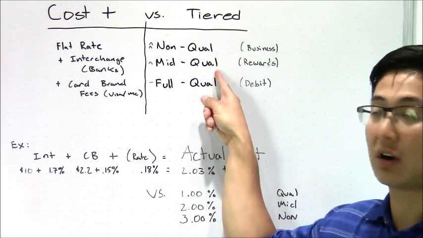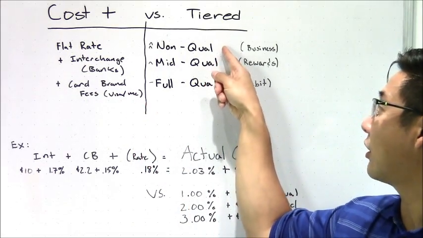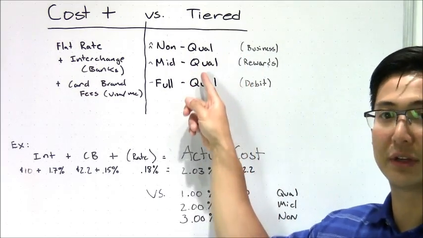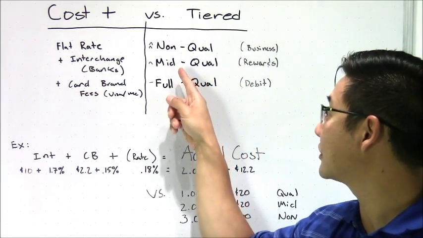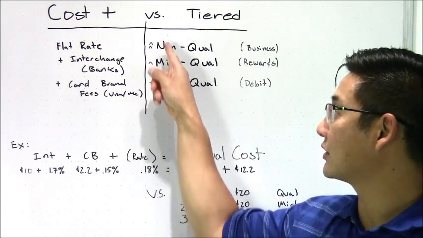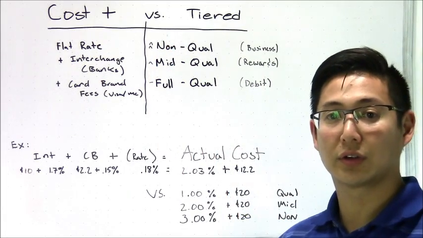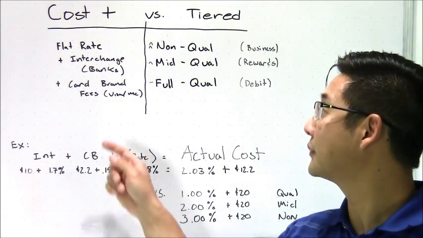Mid-qual is generally your rewards cards, non-qual is your business cards, but it's not that straightforward. A lot of times they're going to mix in cards into different tiers in order to get the most money.